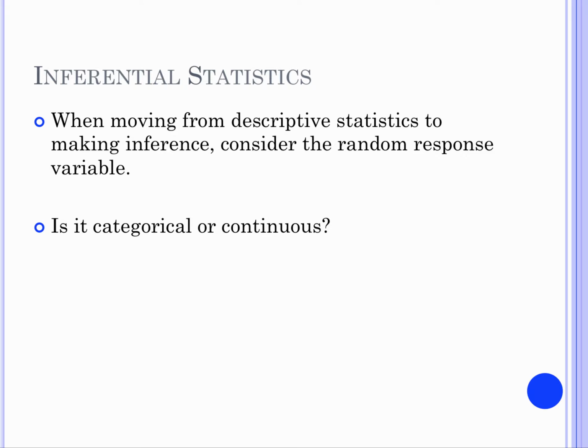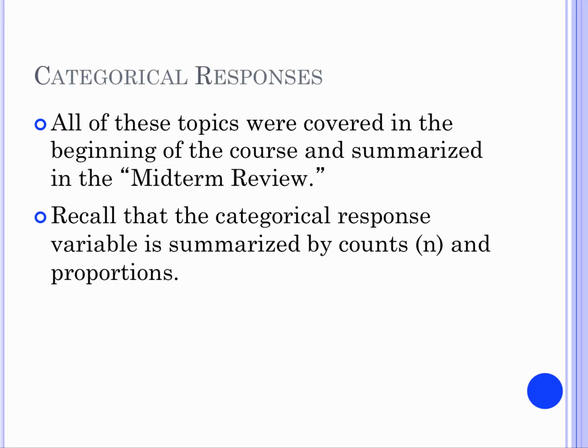When moving past descriptive statistics to make inference, you need to consider the response variable. Is it categorical or continuous? If it's categorical, you can look at the midterm review. The majority of the tests are covered in the midterm review. You will summarize categorical response by counts and proportions. Don't forget the n missing.